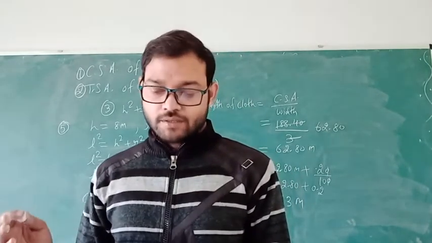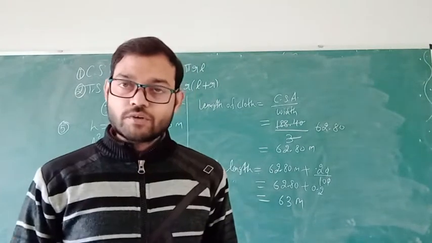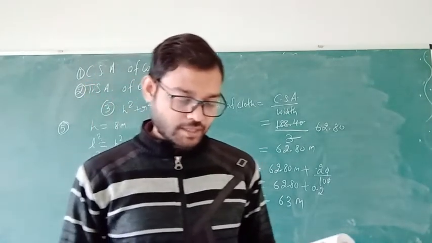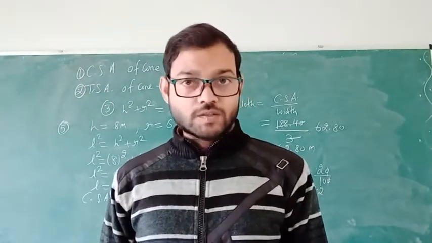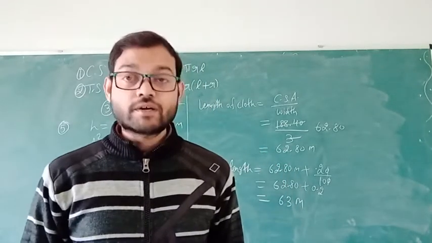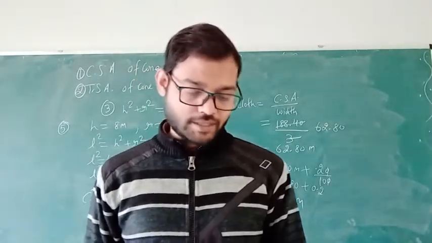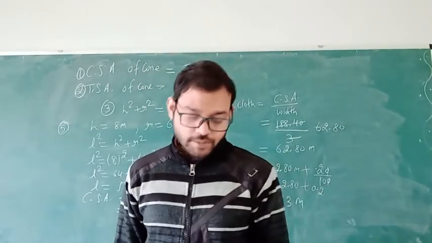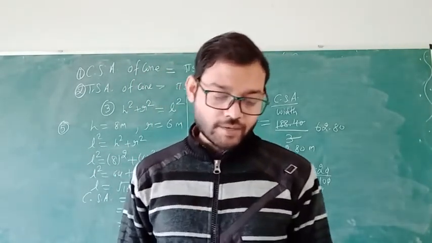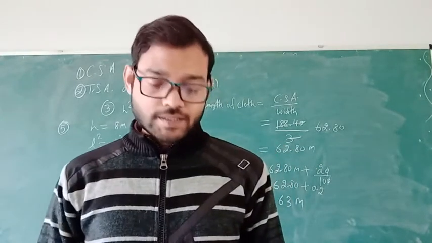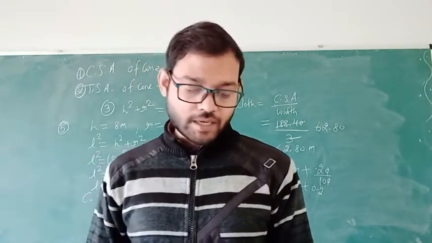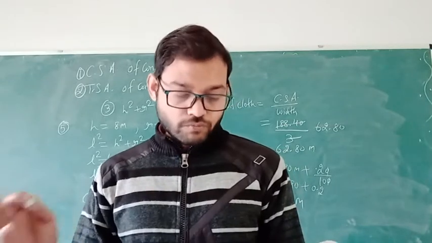Okay, question number 6 is also the same. You have given diameter, from there you can find the radius, and there is height also, and then you can find your l, and after that the curved surface area in this one. And question number 7 is also the same. You have given radius, radius is 7 cm, height is 24 cm.